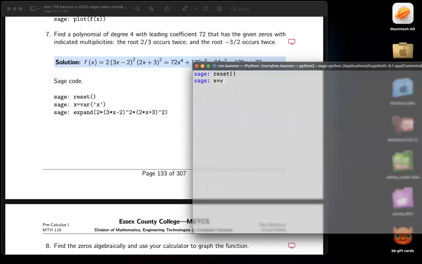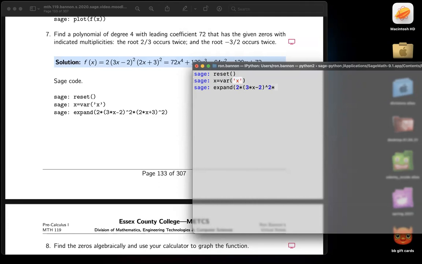X is a variable. Gee, we do that a lot, don't we? And then expand. Now someone says, well, if a computer can do it, why do I need to learn to do it by hand? You need to learn to do simple things by hand. And then you need to learn how to take those simple things and code them into a computer. So when you get to more complicated things, you'll have no troubles with it.